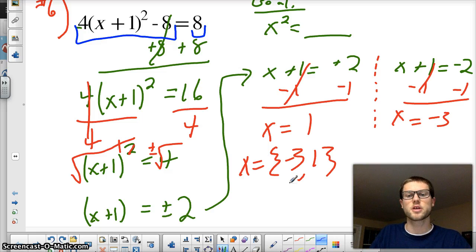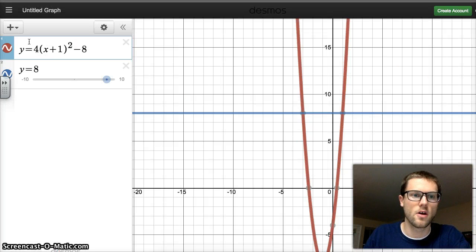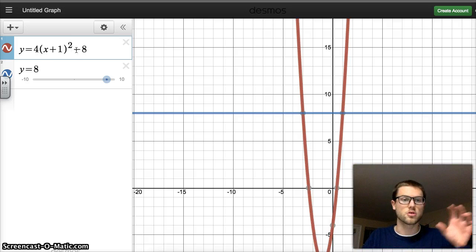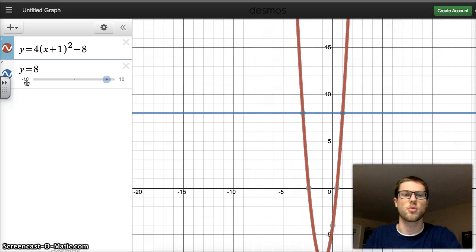And I'm looking for the intersection here, and I should see the intersection happen when x is equal to negative 3 and positive 1. So let's go to the graph. So my first equation, like I said, is the left-hand side of the original problem, and then the right-hand side of the original problem is my second line. And let's see where they intersect.